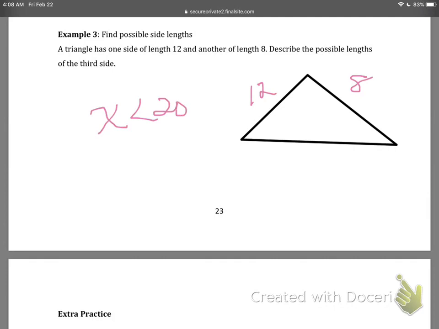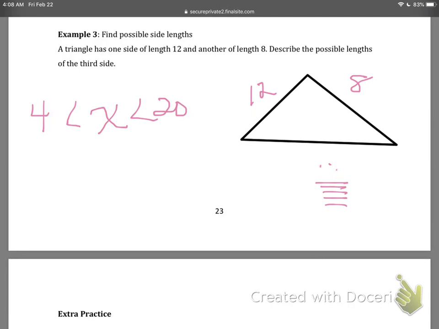Okay, what about the other way? If you say it's less than 20, for example, we could use 19, that works. That would make this the larger side. What if that missing side was the smaller side? How do I figure that out? So your procedure is this. You're going to say 12 minus 8, that's going to give us 4, and that missing side has to be greater than 4. Why is that the case?